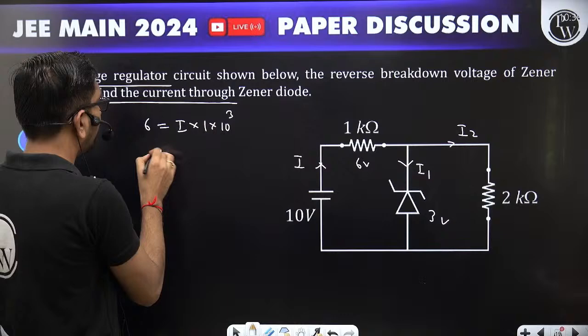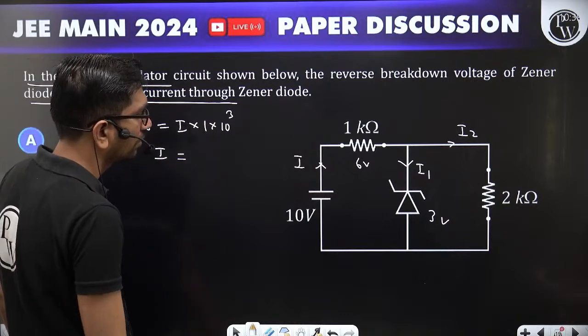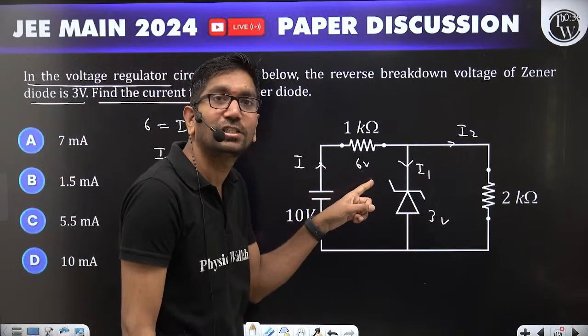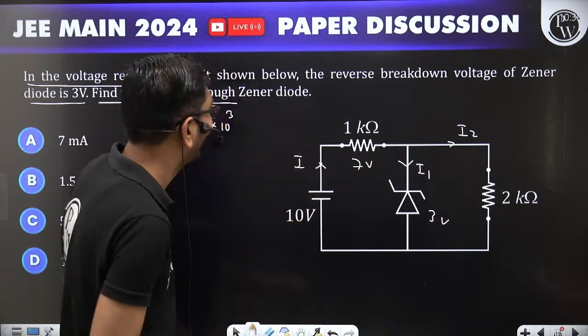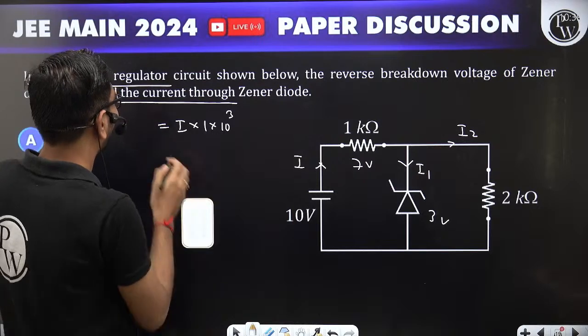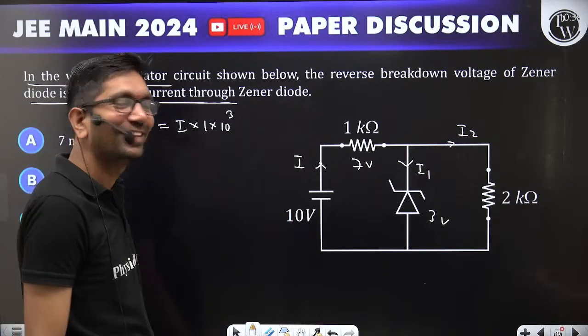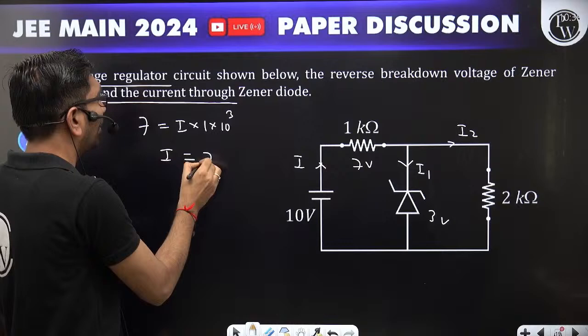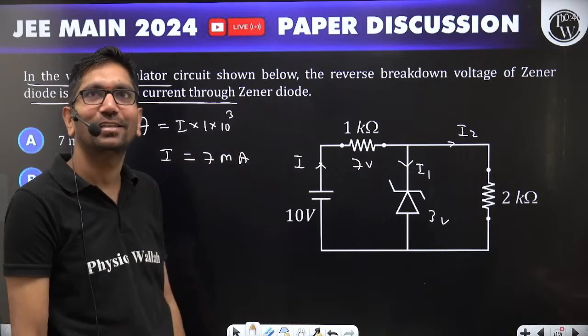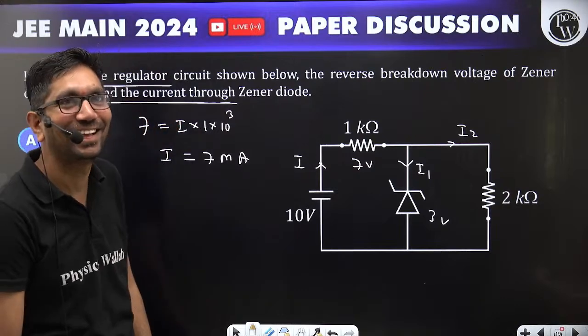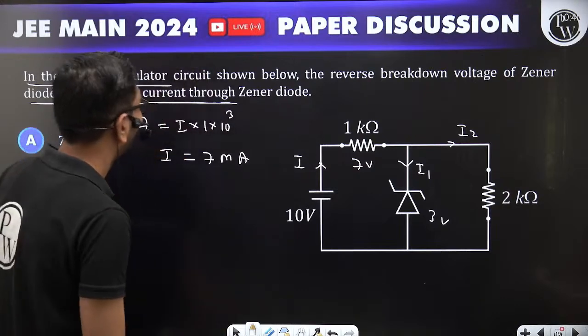So the I value, oh sorry, this is a 3 and this is a 7. You'll get a 7. Okay, sorry. 7 is equal to I into 10 power 3. So I is equal to what you got? I equals 7 milliampere, you got, right? Yes. So 7 milliampere.